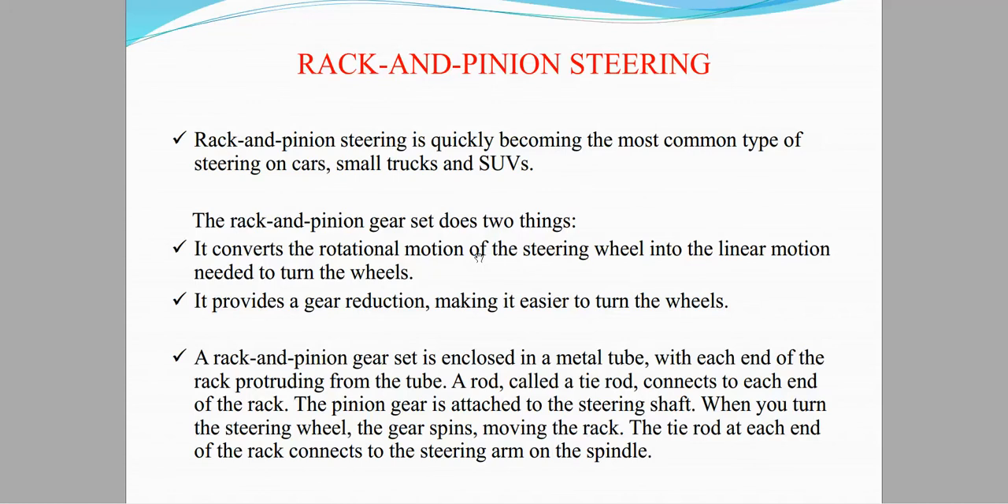A rack and pinion gear set is enclosed in a metal tube with each end of the rack protruding from the tube. A rod called a tie rod connects to each end of the rack. The pinion gear is attached to the steering shaft. When you turn the steering wheel, the gear spins, moving the rack. The tie rod at each end of the rack is connected to the steering arm on the spindle.